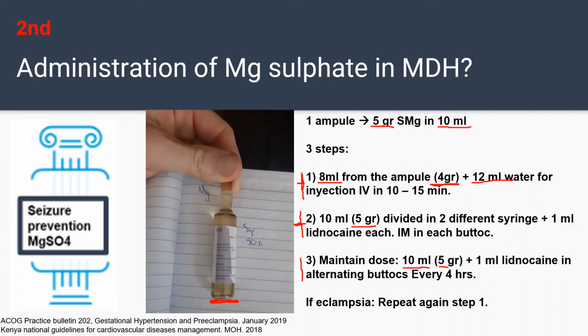If you are during the maintaining dose or at any moment and you have an eclampsia, it means that you have to start again with step 1, that is the IV magnesium sulfate in 10 minutes. You do that and the eclampsia will go. The most common is for the eclampsia to be self-limited. So the eclampsia will end whether you give or you don't give magnesium sulfate. But the role of magnesium sulfate here is to prevent the recurrence of a new eclampsia. That is why it's so important to give the magnesium sulfate.